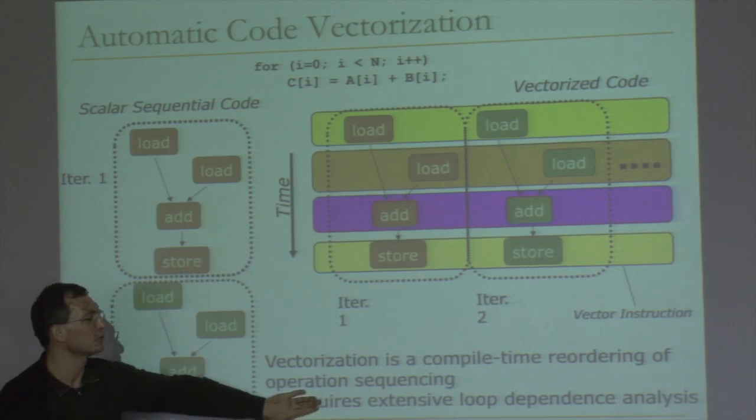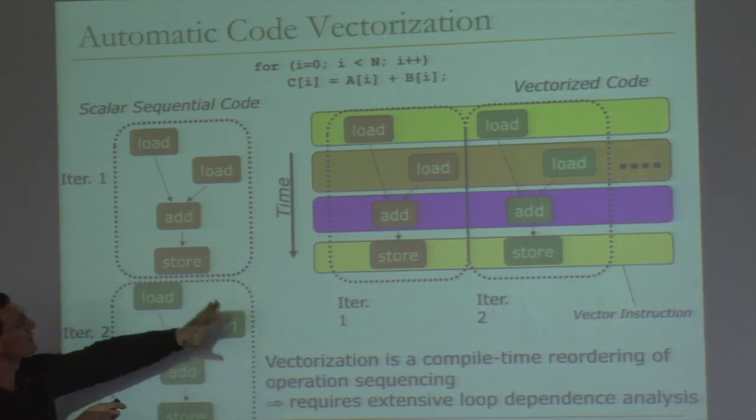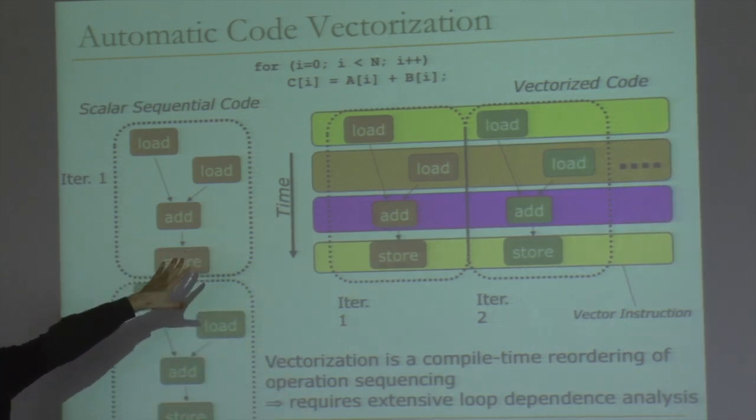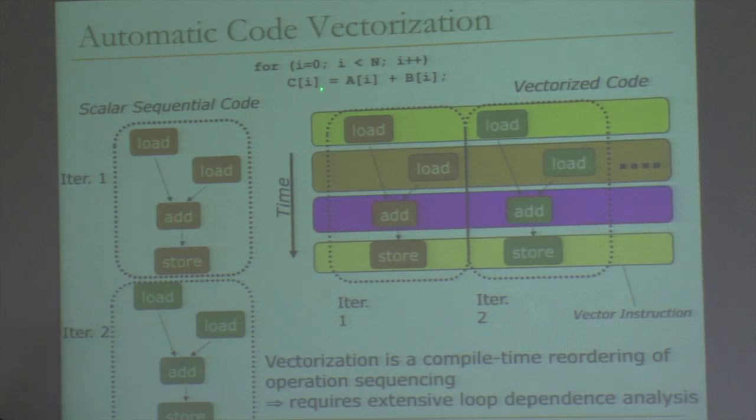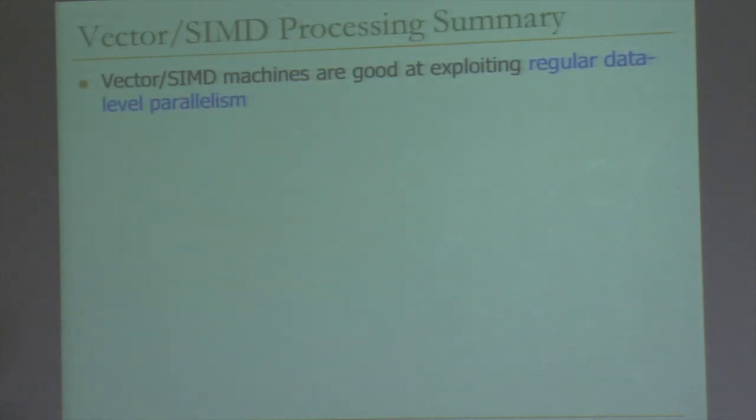This requires extensive loop dependence analysis. And as one example, even this very simple loop requires dependence analysis to ensure that you're not overriding A[i] and B[i] when you're writing to C[i]. Right? Basically, the range of C[i] should be outside the range of A[i] and B[i]. Right? OK.